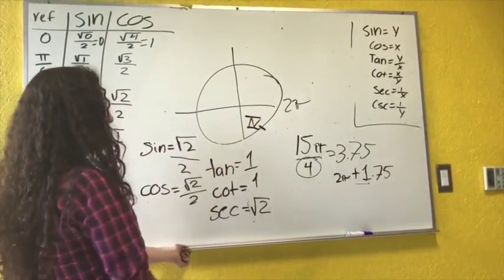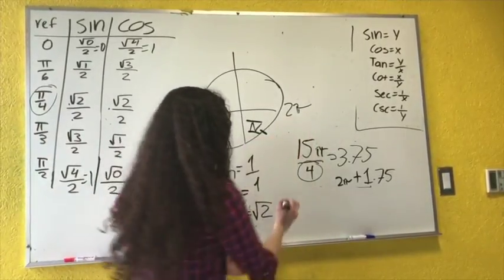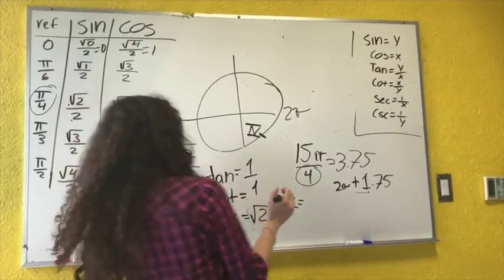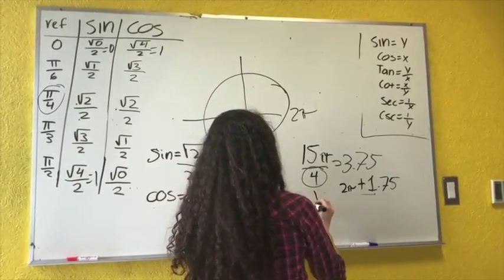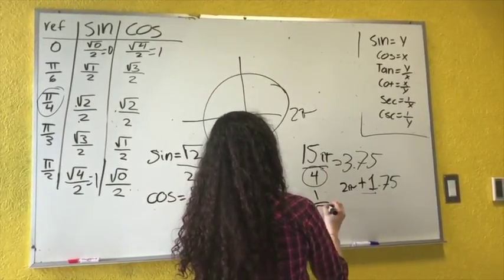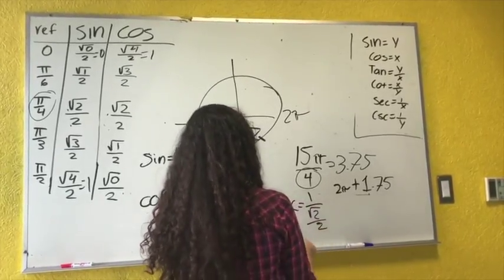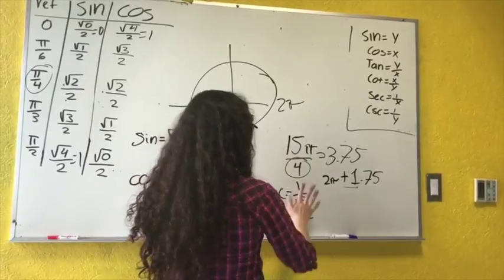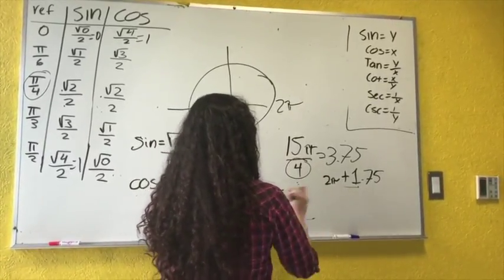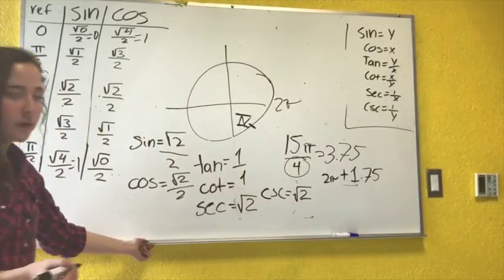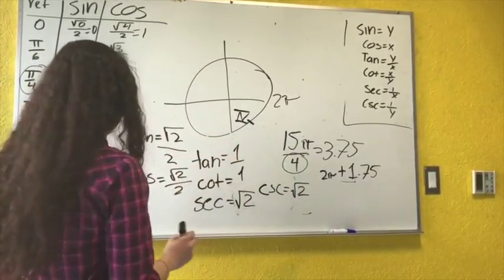Now we're going to go with the cosecant, which is 1 over sine, so the root square of 2 over 2. So it's going to be the same as the secant. Root square of 2. Now we need to find the signs for this.